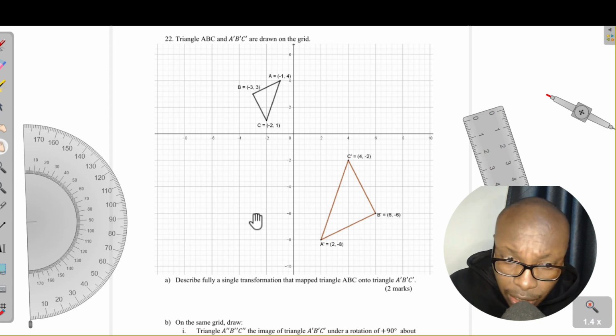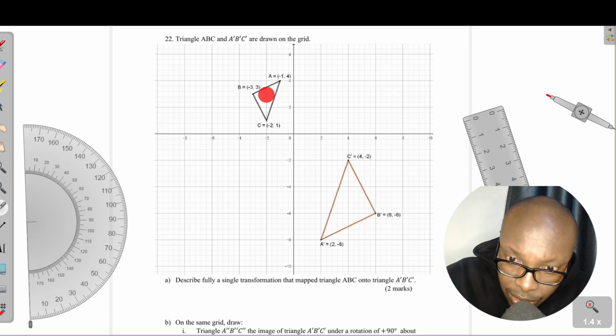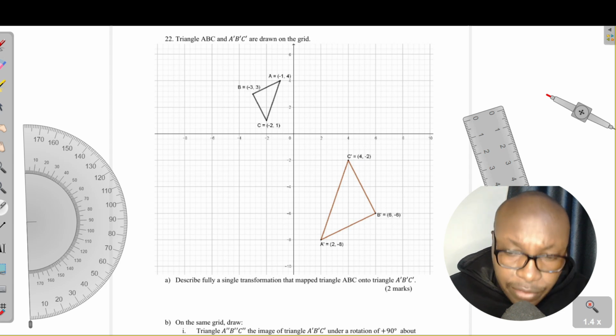So you can see the two triangles. Triangle ABC is here, and then it is mapped onto these. So you're required to describe a single transformation that maps this smaller triangle to this one. Think of all the transformations, but the one that is evident in this question, because you can see the change in size, is enlargement.